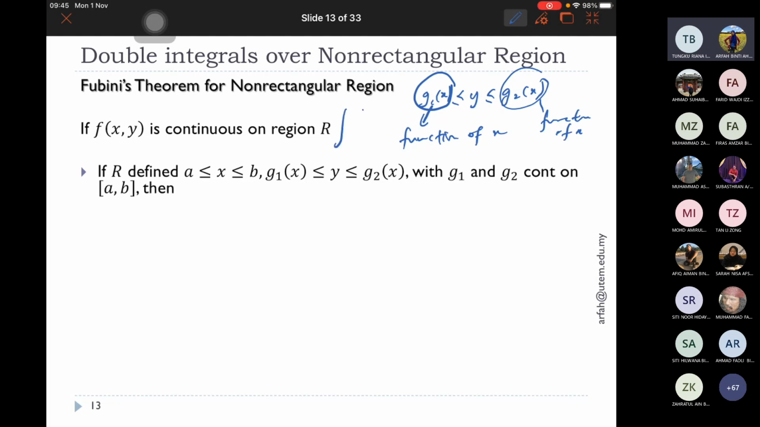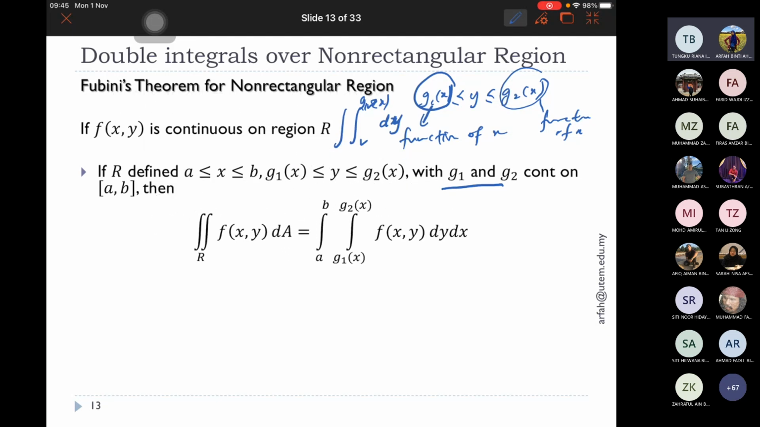So in order to solve this kind of integration, awak kena buat dy first, sebab dalam sebutan y ni adalah function dalam sebutan x. Okay, so g1 and g2 are continuous functions on a to b, then integration for the function fxy dA over the region of R will be taking the integration for y with respect to y from g1x up until g2x.